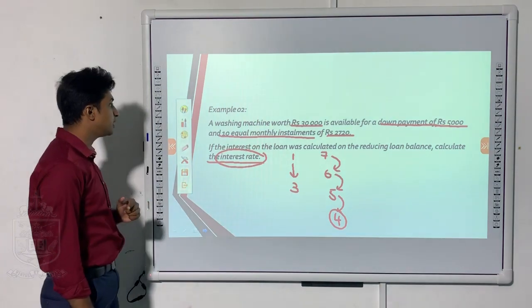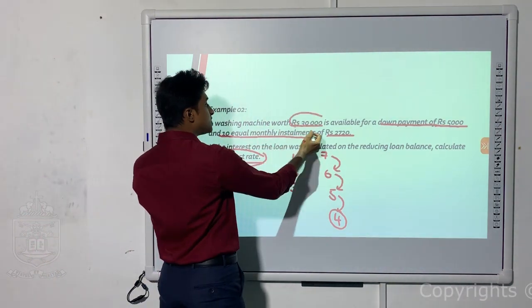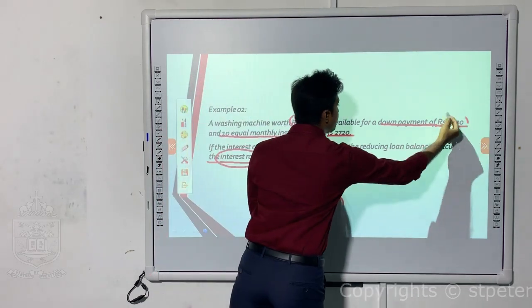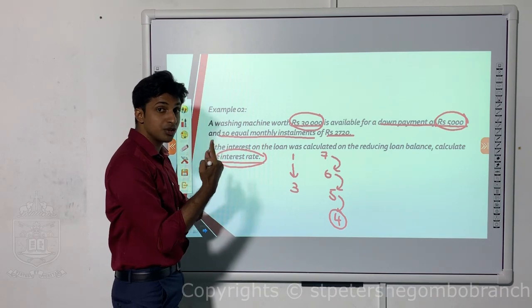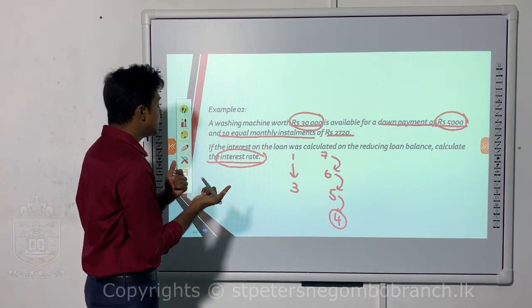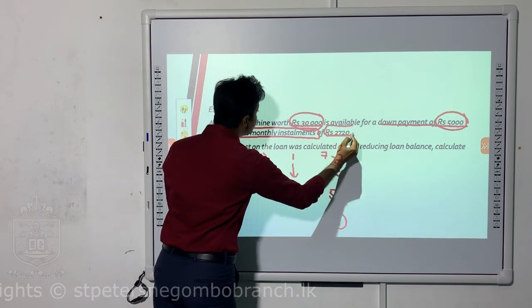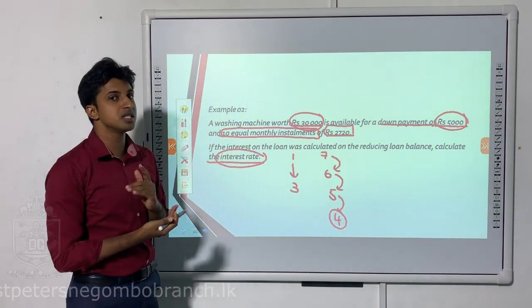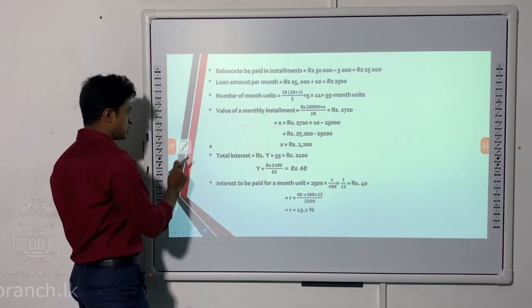Let's see how we are going to do it. But remember, 4 things to remember. One is the worth is 30,000 and the down payment is done, 5,000. That means I have to pay a balance of 25,000. Right? This is paid under 10 equal monthly installments and the value of a monthly installment is 2,720. Using that, we are going to do the question.